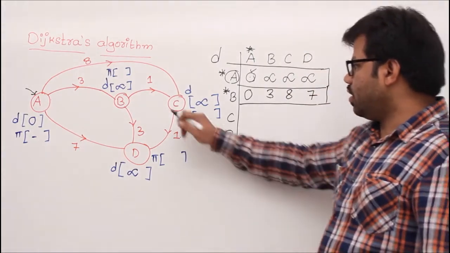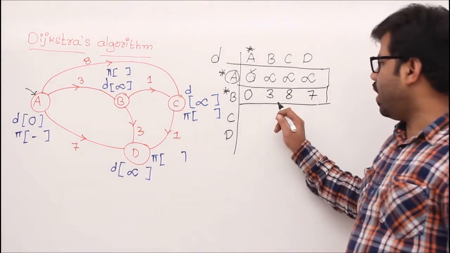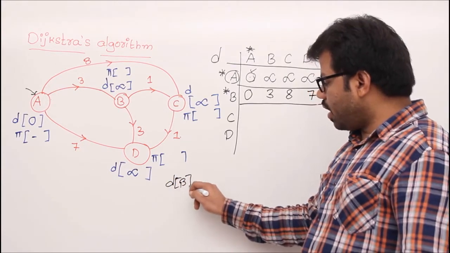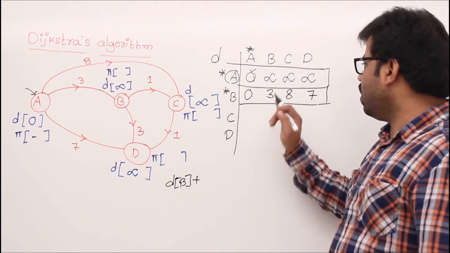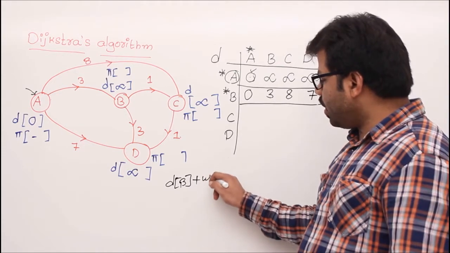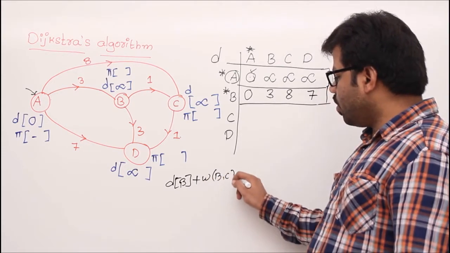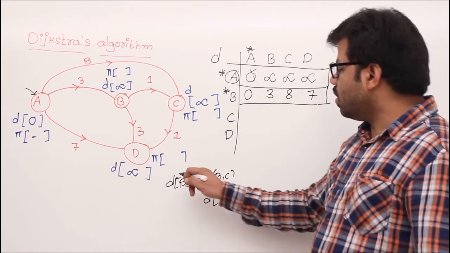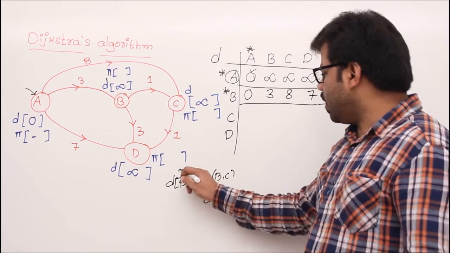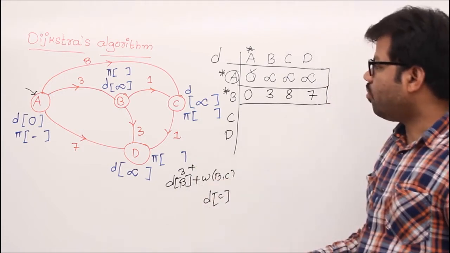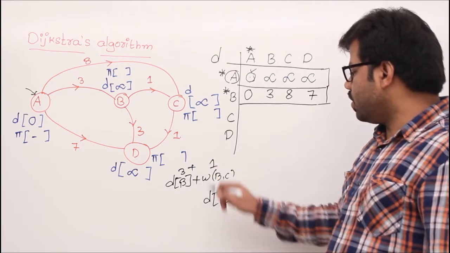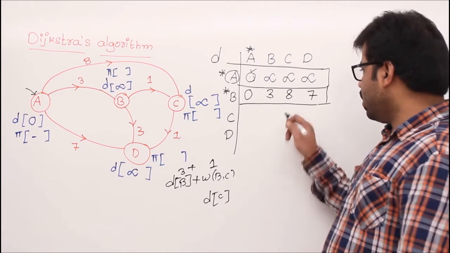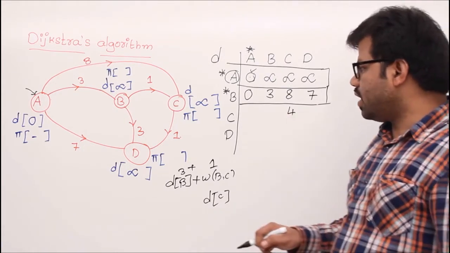Let's teach C. Mr. C, what is your value now? 8. But I have a better answer, I think. What is that? Distance of B, I know from the source, that is distance of B, which is 3, plus weight of B comma C, versus distance of C. Okay. So distance of B is how much? 3, plus what is weight of BC? Weight of BC is 1. 3 plus 1, which is definitely better than distance of C, correct? 8. So update it. So this will become 4. Now the BC edge is relaxed.